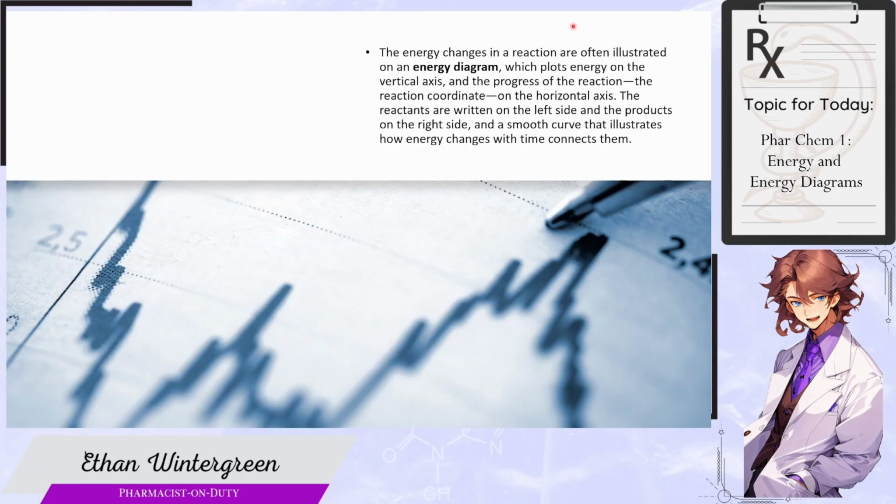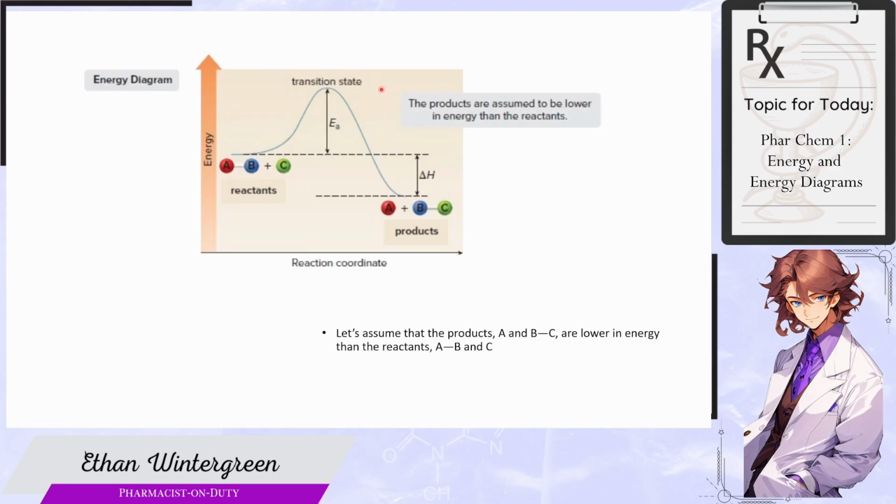The energy changes in a reaction are often illustrated in an energy diagram, which plots the energy on the vertical axis, or the y-axis, and the progress of the reaction, the reaction coordinate, on the x-axis, or the horizontal axis. The reactants are written on the left side and the products on the right side, showing that reactants are turned into products, and a smooth curve illustrates how energy changes with time. So here is an illustration of an energy diagram.